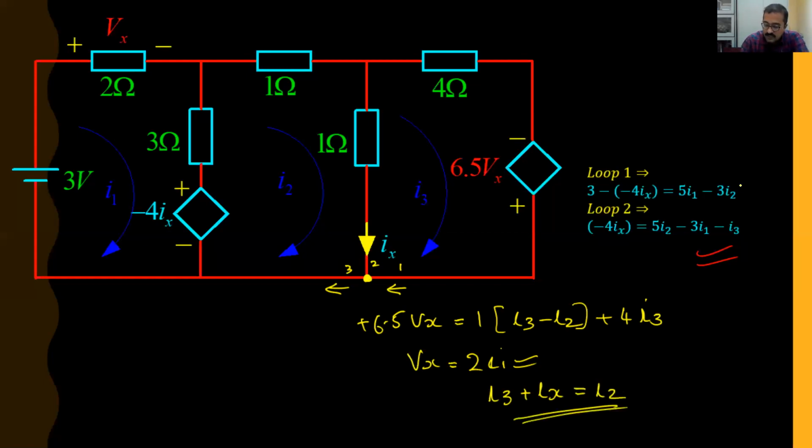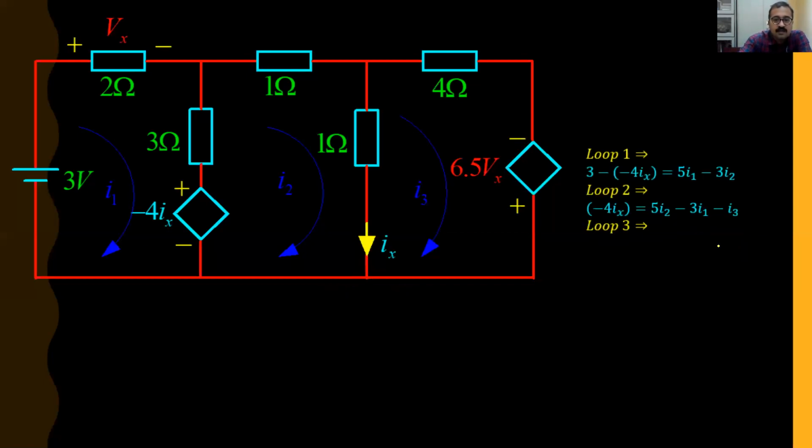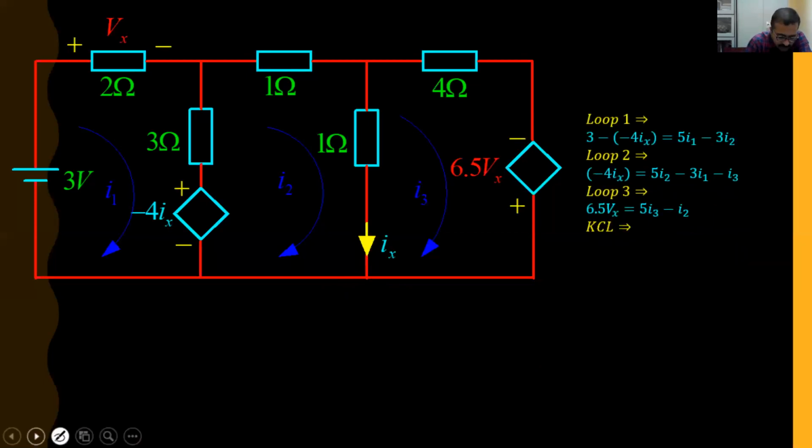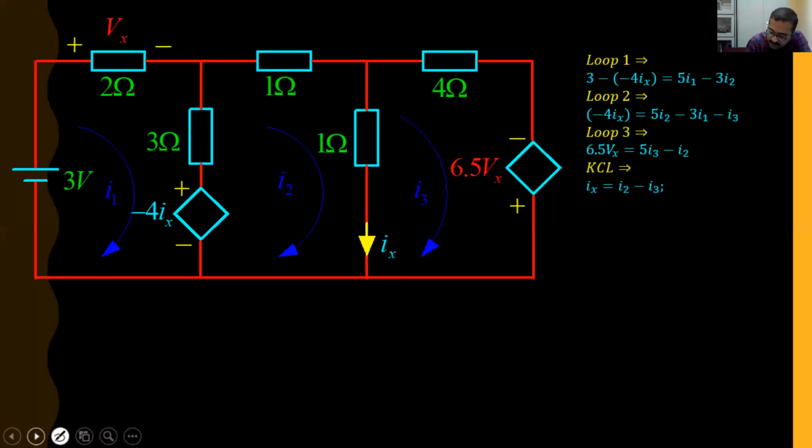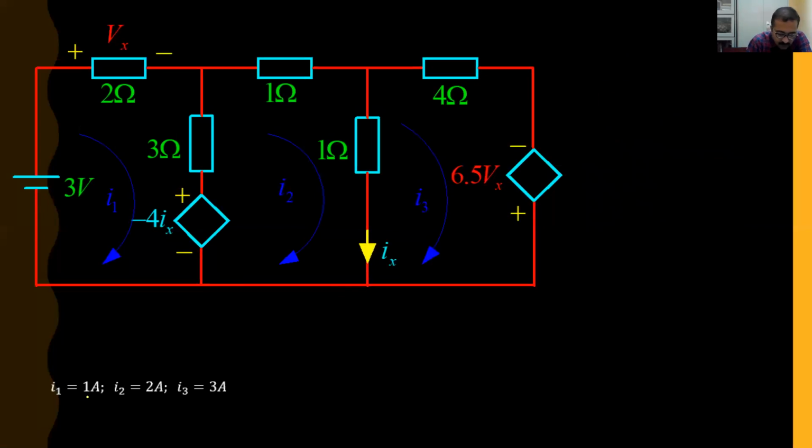Okay, so there are 5 unknowns and 5 equations. It's easy to solve. So you will get something like this. Ix equals I2 minus I3, or I2 must be leaving, right? I2 must be equal to this plus this, right? So we will get I1 as 1 ampere, I2 as 2 ampere, and I3 as 3 ampere.